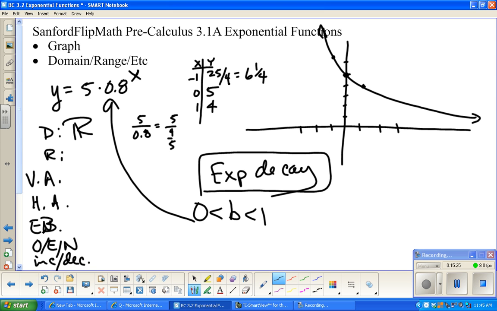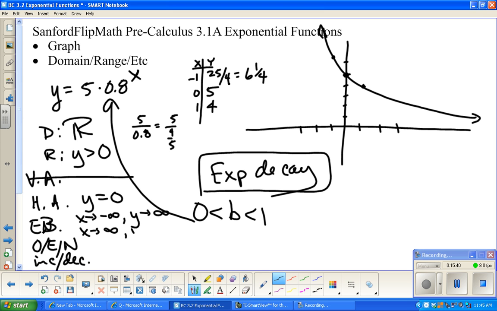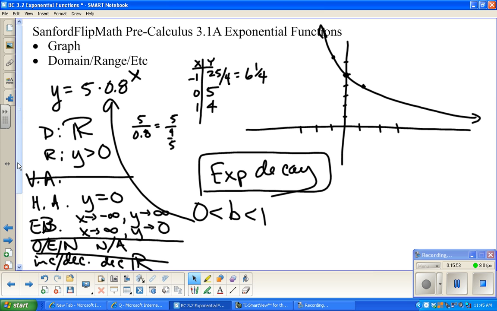Domain, all real numbers. Range, greater than 0. Vertical asymptote, none. Horizontal asymptote, y equals 0. As x approaches negative infinity, the y's are getting bigger and bigger. As x approaches positive infinity, the y's are approaching 0. There is no symmetry over the x-axis, y-axis, or at (0, 0). And this particular one is decreasing over all real numbers because it is exponential decay.